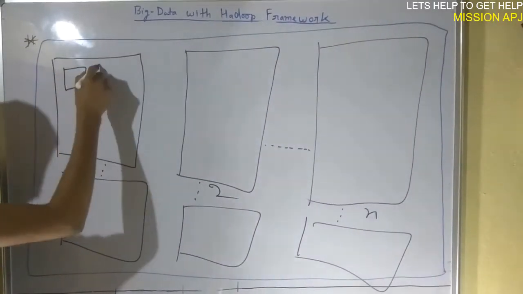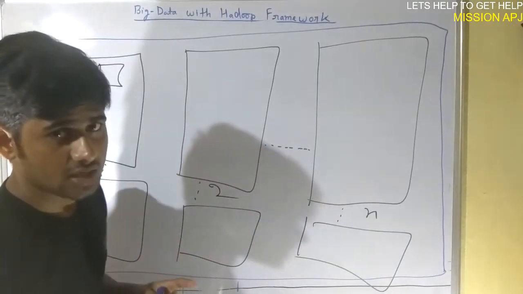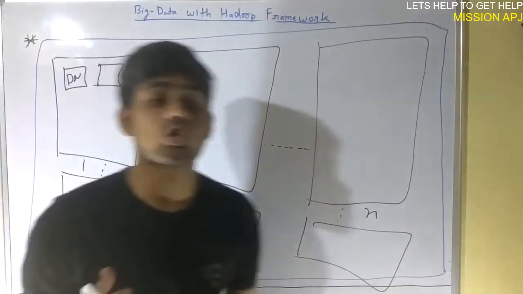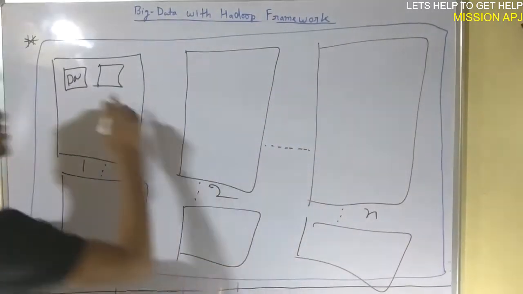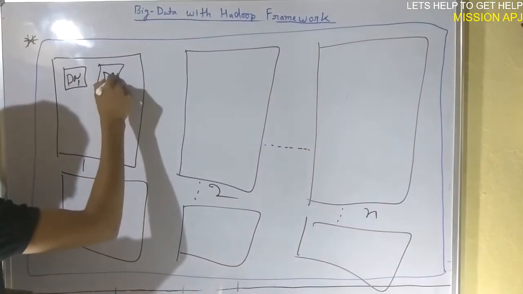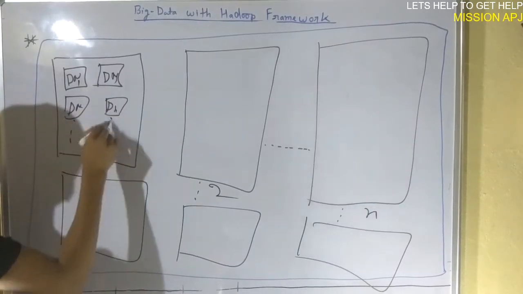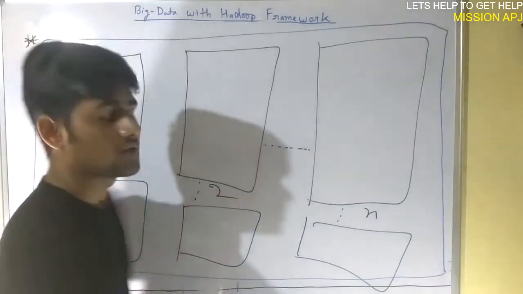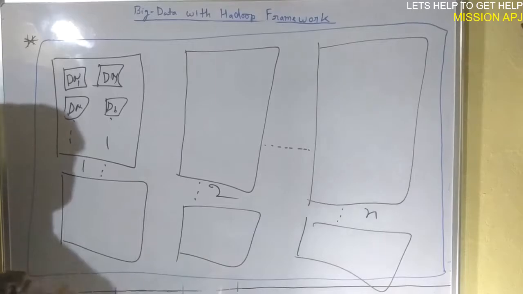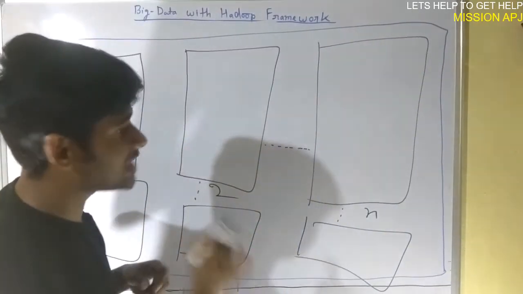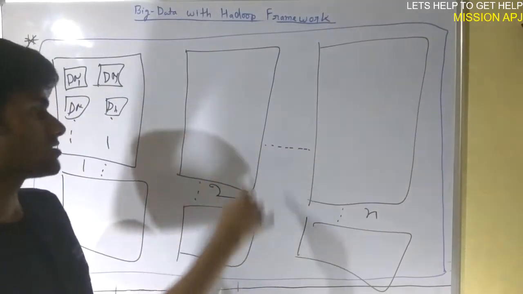Suppose this one is your data node 1. Each node in a cluster is known as a data node, because it stores data. That data storing node is your data node. So this is data node 1, data node 2, data node 3, data node 4, and in this way lots of data nodes will be there in a single cluster. This is the structure of where the data is stored in HDFS and its architecture.